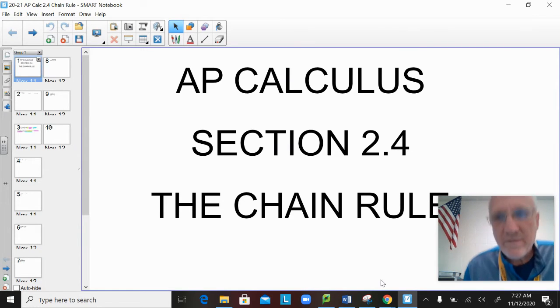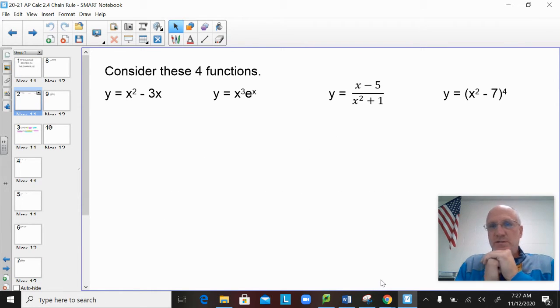Good morning. We are ready for section 2.4 in AP Calculus, which is the chain rule, which is a very important rule, which you'll see quickly is very, very useful. So look at these four functions. I need it to become clear how they are different.